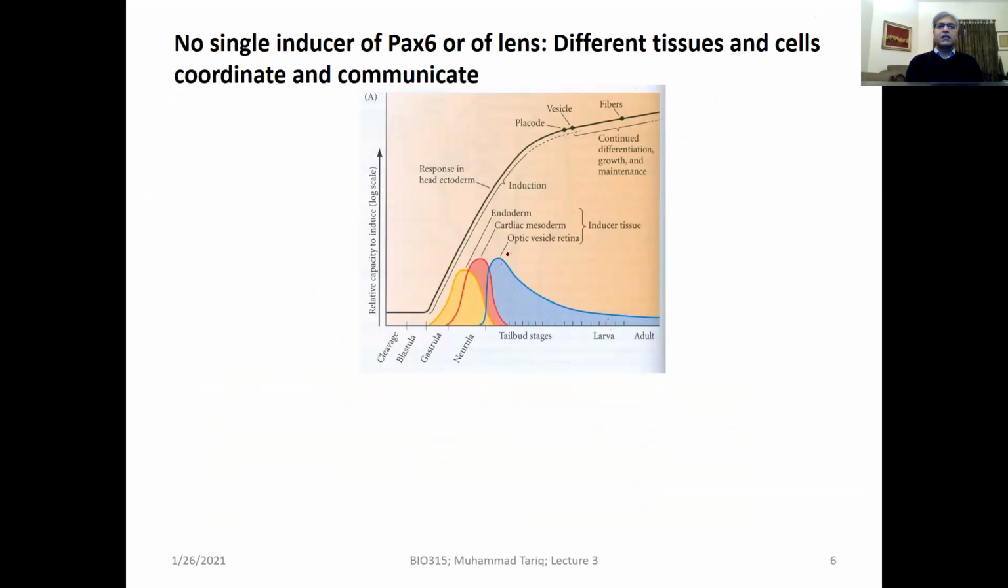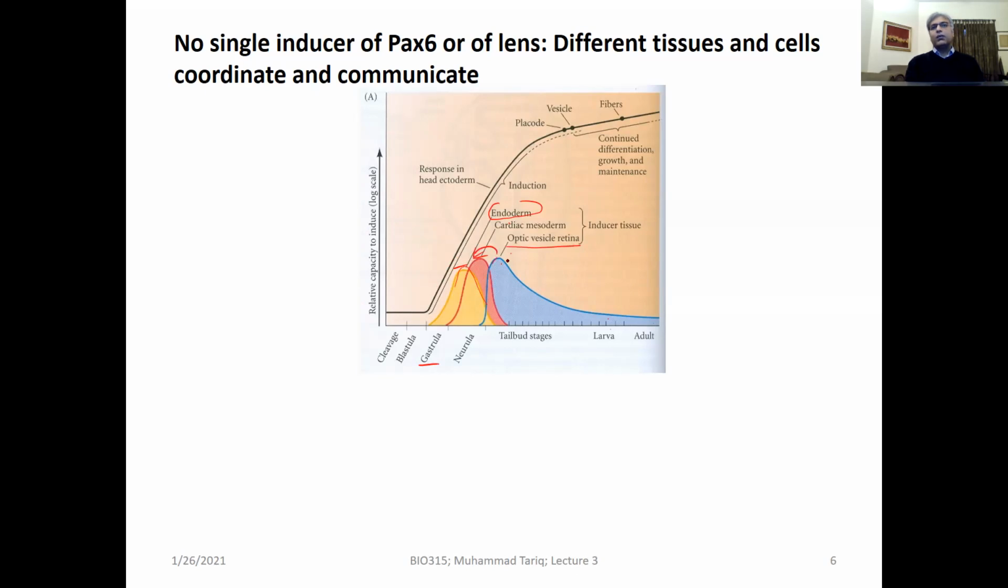This is from the book. So look, this is mid-gastrula, early to mid-gastrula stage, which is depicted here. This is from your book. And here you have the pharyngeal endodermal cells signal. This is basically the signal. On the y-axis, you have relative capacity to induce. So this is pharyngeal endoderm, then the heart-forming mesoderm, and the onset of the optic vesicle is due to these signals.